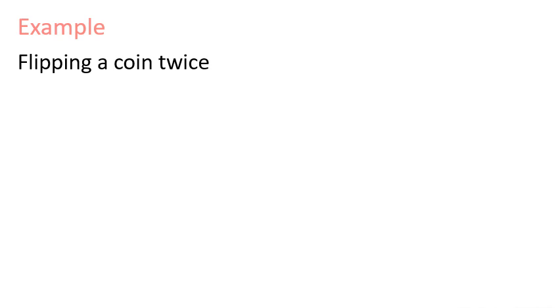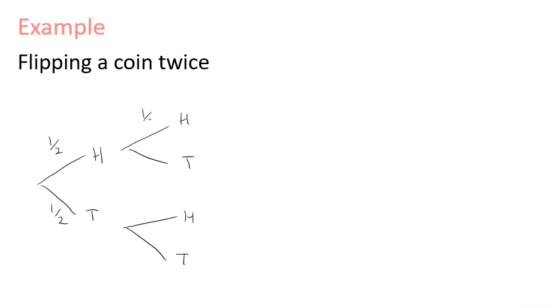So the first one, flipping a coin twice. Now I know I already told you that that is independent, but I just want to show you how we know. So on the first flip, I can either get a head or a tail. The probability of getting a head is 1 out of 2 and a tail 1 out of 2. Then on the next flip, I can either get a head or a tail. Same probability, 1 out of 2.